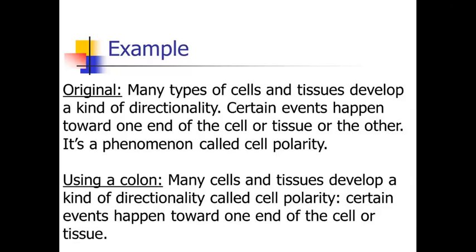Here's the original thing that I was editing. It said, "Many types of cells and tissues develop a kind of directionality. Certain events happen toward one end of the cell or tissue or the other. It's a phenomenon called cell polarity."